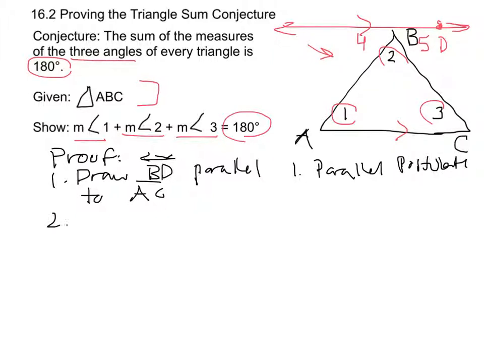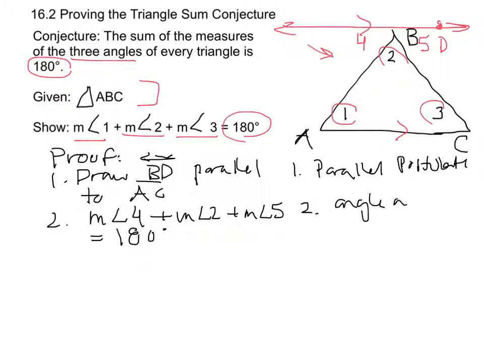Then our second step is going to be to say that the measure of angle 4 plus the measure of angle 2 plus the measure of angle 5 is going to equal 180 degrees. And that is by the angle addition postulate and the definition of a straight angle.